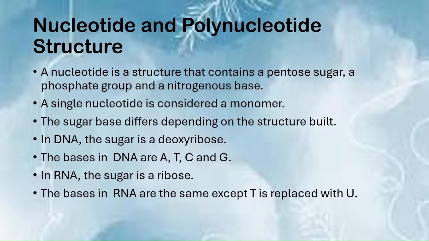So a nucleotide is a structure that contains a pentose sugar, a phosphate group, and a nitrogenous base. A single nucleotide is considered a monomer. The sugar base differs depending on the structure built. So for example, in DNA, the sugar is deoxyribose. The bases in DNA are A, which is adenine, T, which is thymine, C, which is cytosine, and G, which is guanine. In RNA, the sugar is ribose. The bases in RNA are the same except T, thymine, is replaced with U, which is uracil.